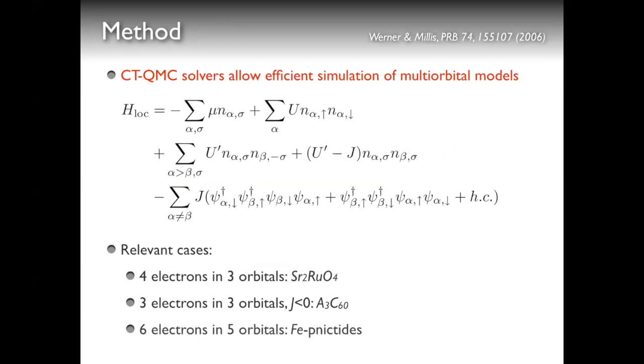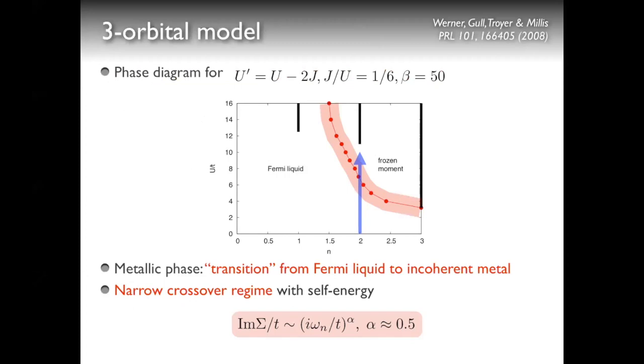And these types of Hamiltonians are relevant for different classes of unconventional superconductors. For example, if you have 4 electrons in 3 orbitals, it's relevant for strontium ruthenate compounds. With 3 electrons in 3 orbitals and negative Hund coupling for fullerite compounds, and with 6 electrons in 5 orbitals for iron pnictides. So let me remind you what this spin freezing is.